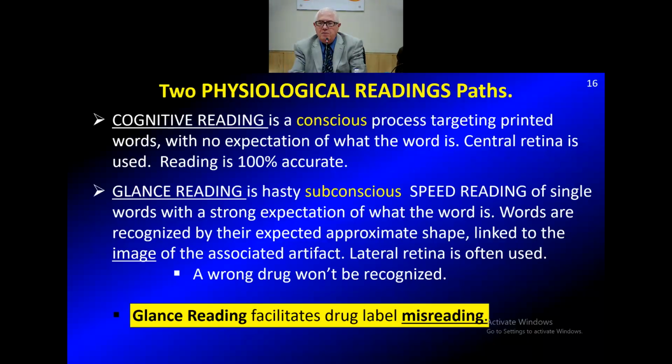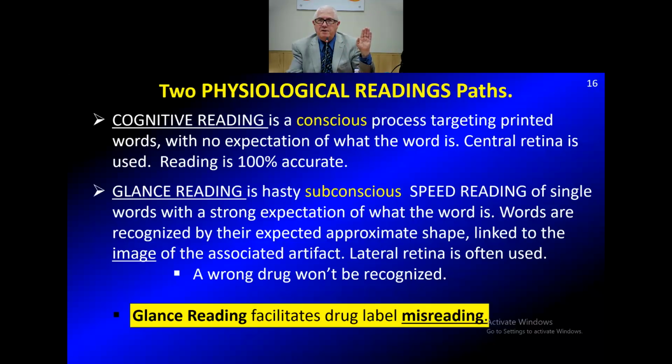So what is cognitive reading? It's a conscious process targeting a printed word with no expectation of what the word is, and you use your central retina to read, and you read it 100% accurately. Glance reading is a hasty subconscious form of speed reading, so you're probably reading at a rate of 300-400 words a minute, with a strong expectation of what the word is, and you recognize the word by its approximate shape, linked to the associated artifact, like maybe the size and color of the vial, and you tend to use your lateral retina.